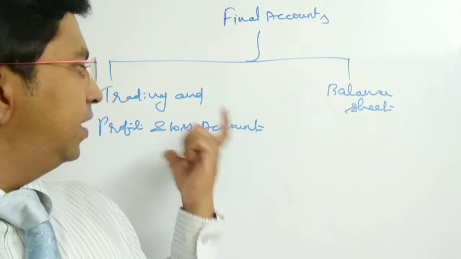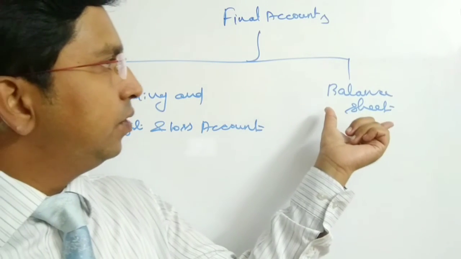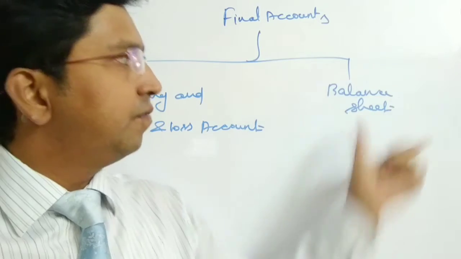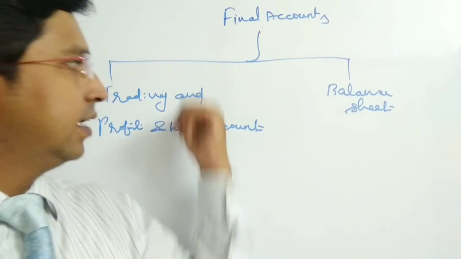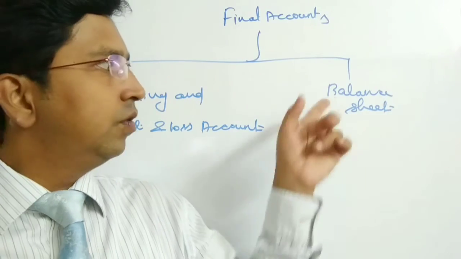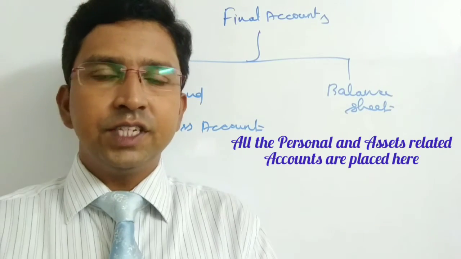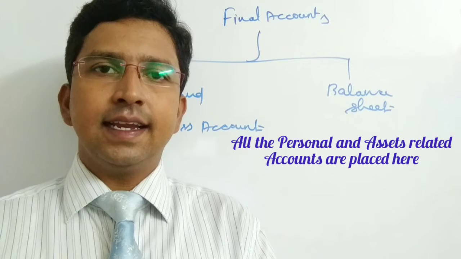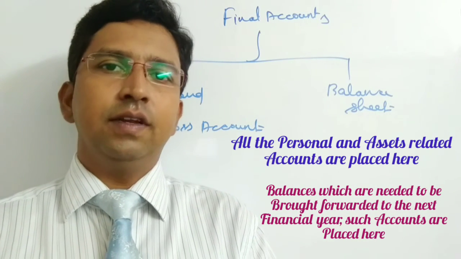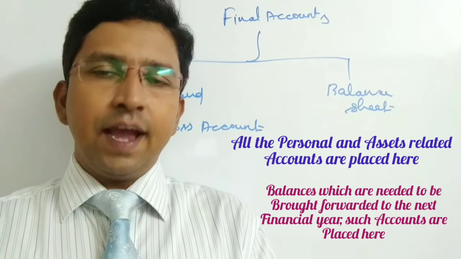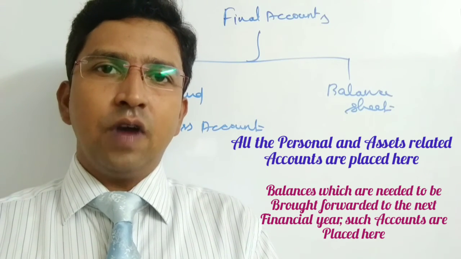So only after preparing the profit and loss account are we able to go for the preparation of the balance sheet. The balance sheet is nothing but a statement. It is not an account, unlike these two accounts. It is a statement which contains all the assets and liabilities. Asset side and liability side values should be equal. Capital plus liabilities is equal to assets.